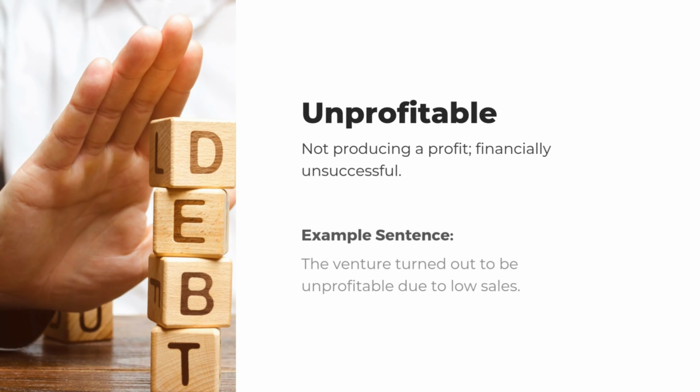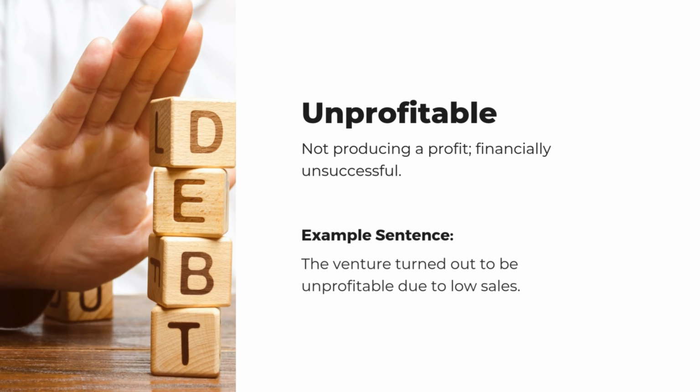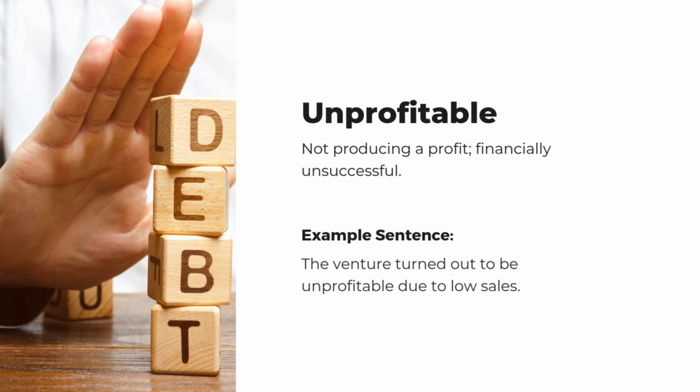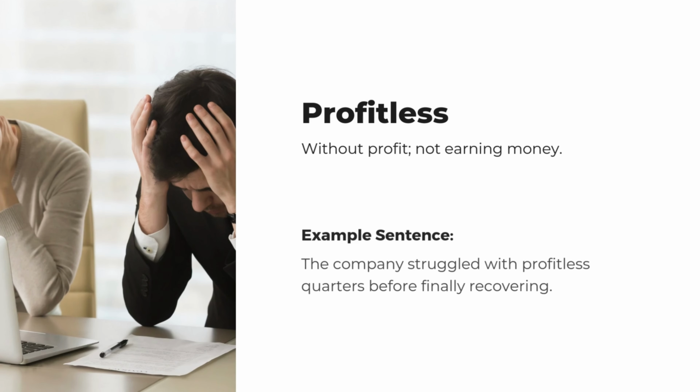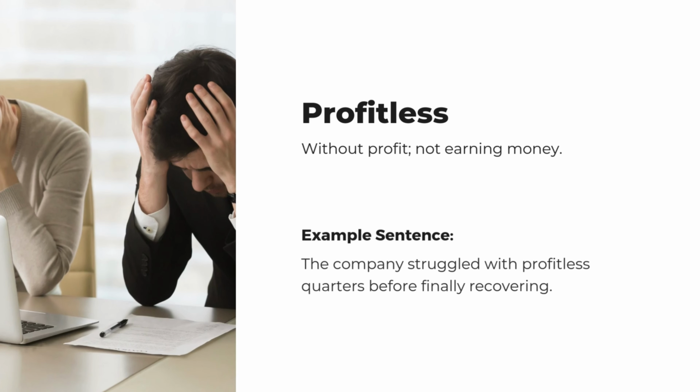Here's a word that we have added a prefix and a suffix. So the prefix is un and the suffix is able. So unprofitable is not producing a profit, financially unsuccessful. The venture turned out to be unprofitable due to low sales. Profitless means without profit or not earning money. The company struggled with profitless quarters before finally recovering.